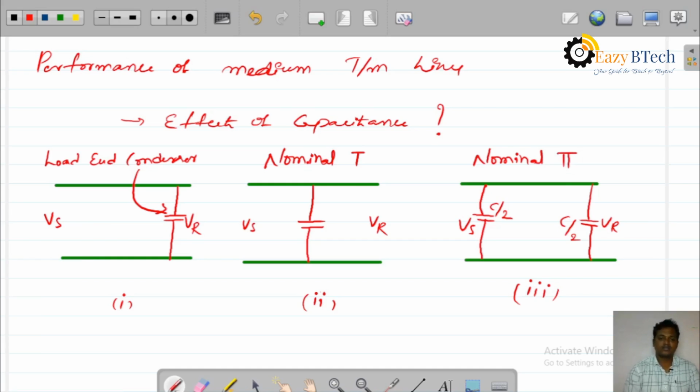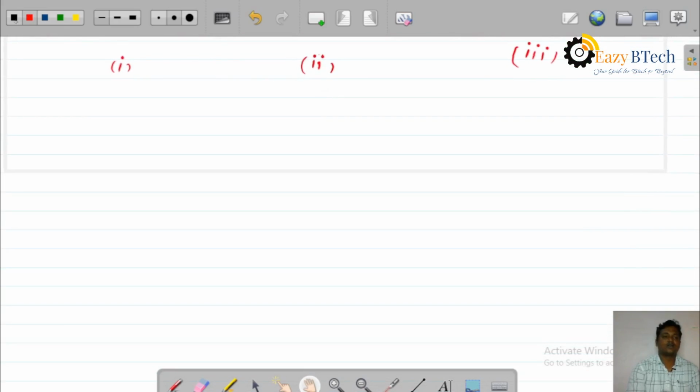For our convenience, for simplification of calculations, we take lines below 160 km, where the capacitance, resistance, inductance are lumped parameters. In the lumped parameters, where we have to connect the capacitance, that is the task. That's why we are assuming the entire capacitance is near to the load, at the midpoint of the transmission line, or at the sending end and receiving end. Now, first we will see the load end condenser method.